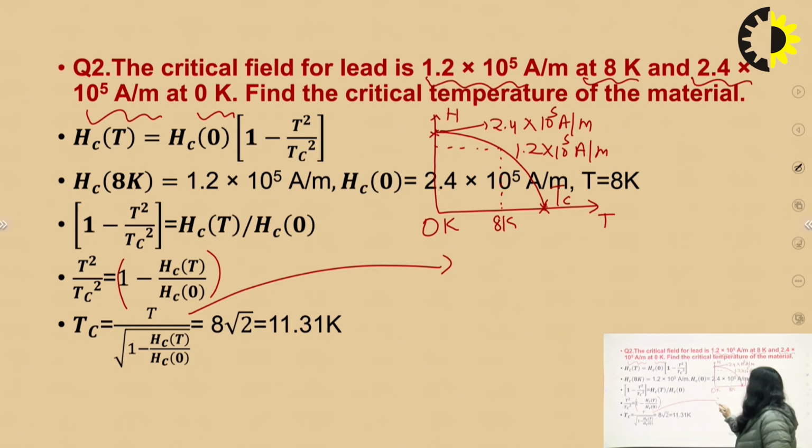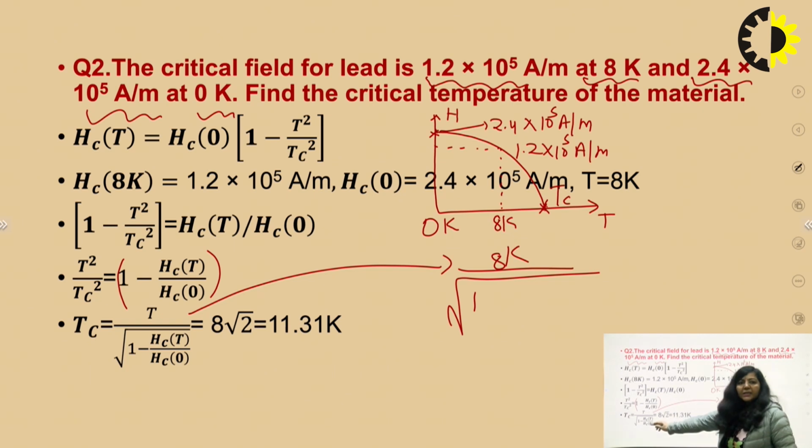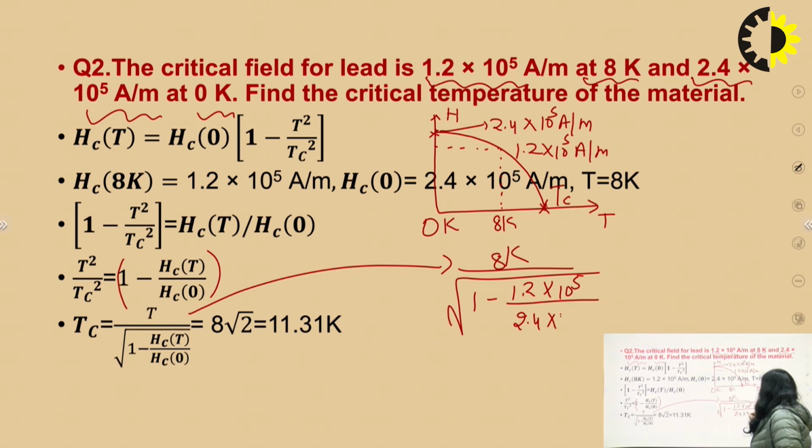So basically this T is your 8 Kelvin, upon under root of 1 minus Hct, which is Hc at 8 Kelvin, 1.2 into 10 raised to power 5 ampere per meter, over Hc naught, 2.4 into 10 raised to power 5 ampere per meter. If you look at these two terms, the ratio is only 1 by 2. So 1 minus half is 1 by root 2. So it will be 8 root 2 Kelvin. After substituting the value of root 2, this critical temperature is equal to 11.31 Kelvin.